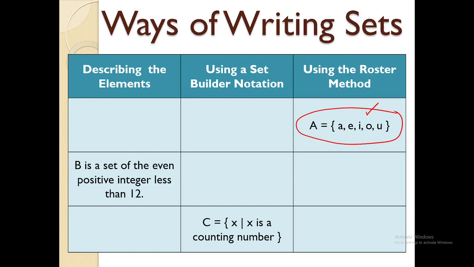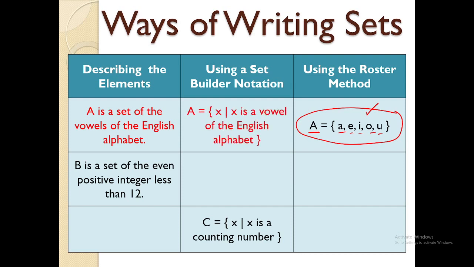A is a set of what? A, because we are using the letter A, is a set of, what are these letters? Vowel letters. There you go. Set A is a set of the vowels of the English alphabet. And how do I make use of the set builder notation? It's so simple. A is equal to, I will be using X such that X is a vowel of the English alphabet. So this is our first example.